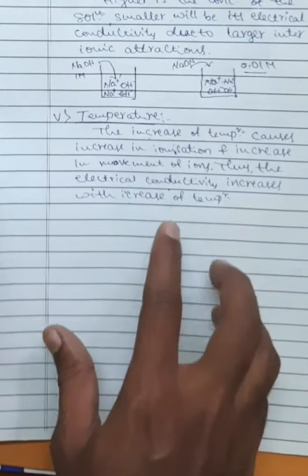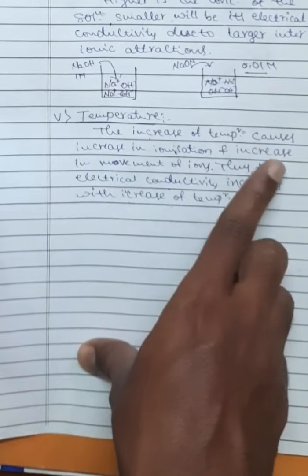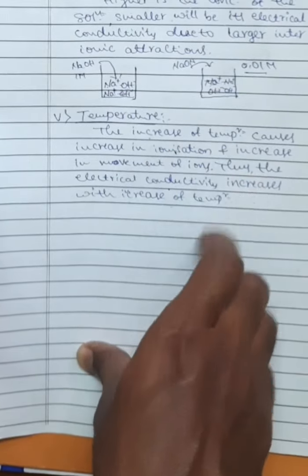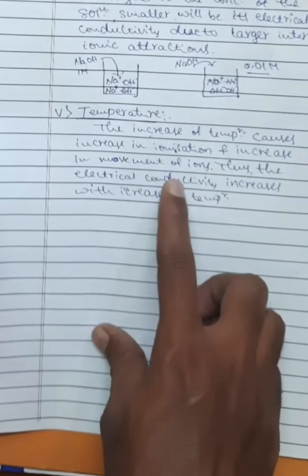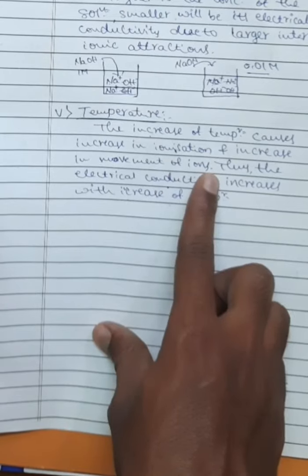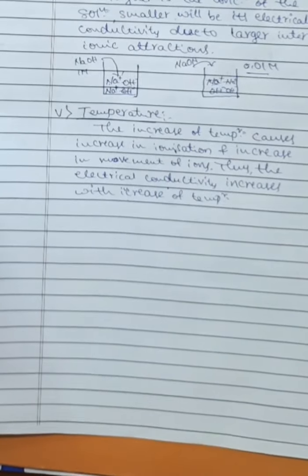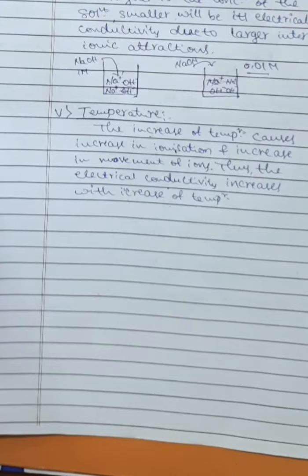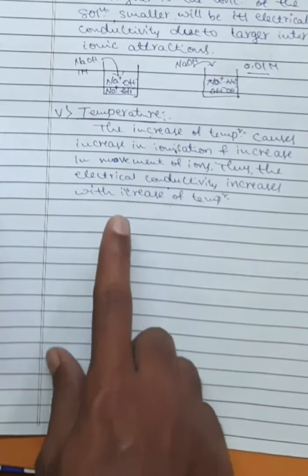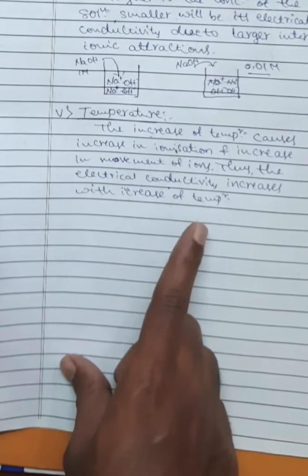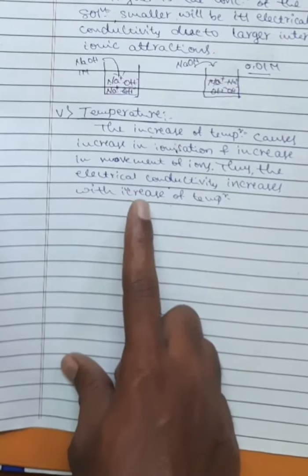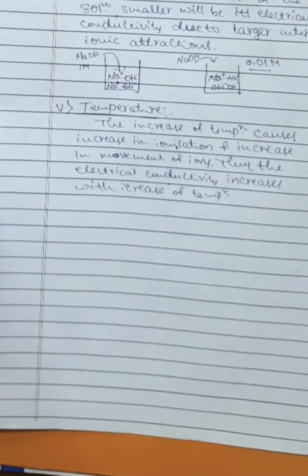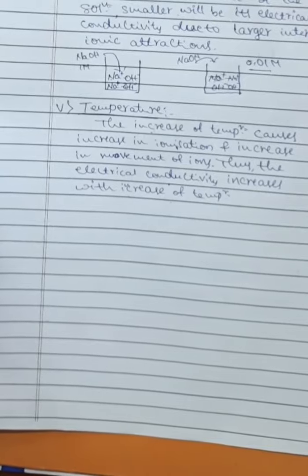Next one is temperature. You already know that as the temperature increases, the ionization increases, and because of this the movement of ions increases, so it will conduct electricity at a higher level. Therefore the electrical conductivity and temperature are directly proportional. As the temperature increases, the electrical conductivity of a particular component also increases.